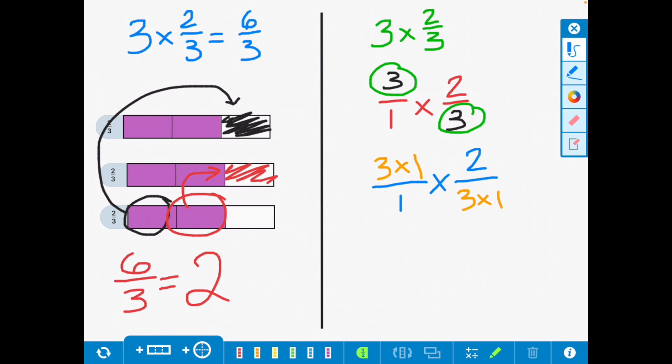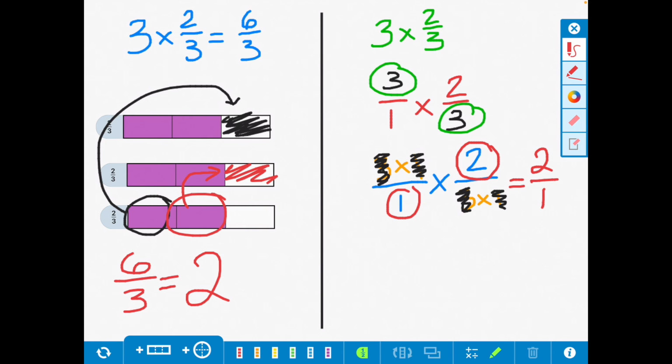Now, when I see a 3 on the top and a 3 on the bottom, I can cross them out. We haven't really talked about this, but I could cross out a 1 on the top and a 1 on the bottom, because 1 on top of 1 is a whole, 3 on top of 3 is a whole, 3/3 is a whole. Now take a look. I only have 2 things left. I have a 2 on the top and I have a 1 on the bottom. So this is 2, and this isn't 2 once.